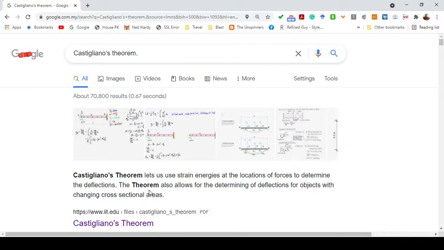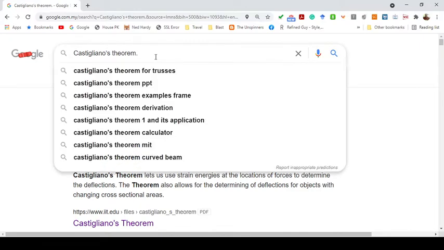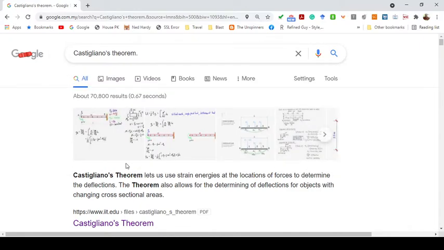Castigliano's theorem is taught in Solid Mechanics 2. If you don't remember, just open back the textbook, chapter 12, if I'm not mistaken, in the Hibbeler textbook. Whether chapter 12 or chapter 14 about impact, about spring and index, the Hibbeler book also tells about Castigliano's theorem, more than this textbook does.